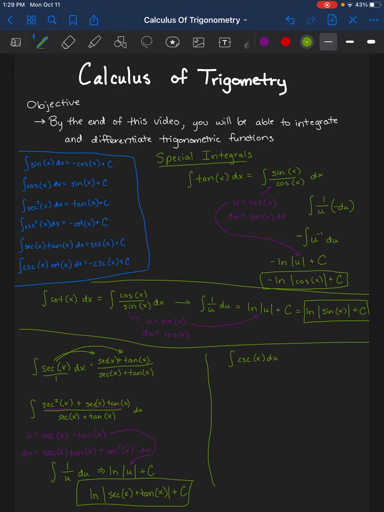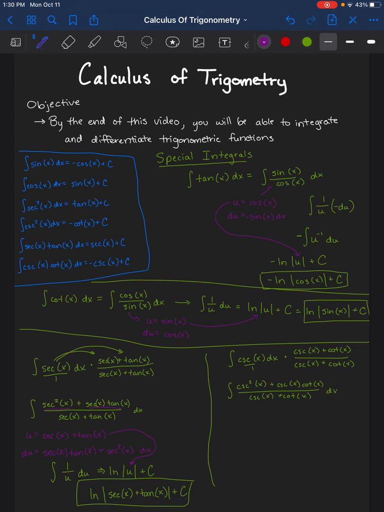And again, I'm going to follow the same idea that I did with secant. I'm going to multiply the top and bottom by, in this case, cosecant and cotangent. And I'll still do plus. And you'll, again, see why in just a moment. So when I multiply this out, we'll integrate cosecant squared of x plus cosecant x times cotangent x over cosecant x plus cotangent x dx.